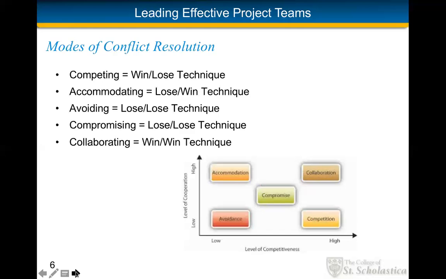Compromising can be viewed as a lose-lose technique also. This approach is used when conflict is important enough to spend time needed to reach an agreement through negotiation. However, compromising often requires less time than collaborating, and as a result, neither party actually gets what they want. Finally, collaboration is a win-win technique. This approach is used to resolve important conflicts, especially those that may impact relationships.